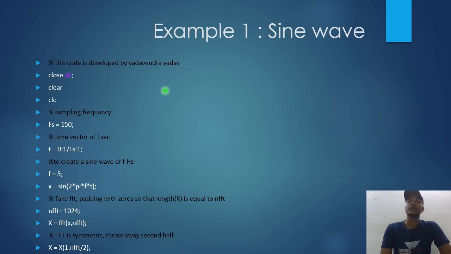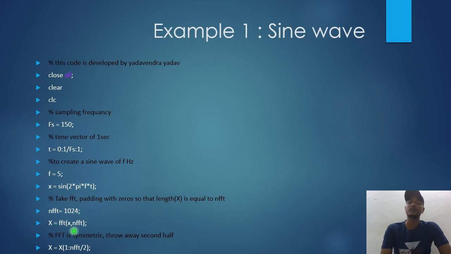Now we have some examples of Fourier transformation. First example is sine wave. This code is developed by myself, and we sample a frequency of 150 and a time vector t equal to 0 colon 1 divided by fs colon 1. To create a sine wave of f hertz, we use a frequency of 5 hertz and x equal to 2 pi ft. This is for the sine wave, and now we take the FFT, and we use another variable, nfft.